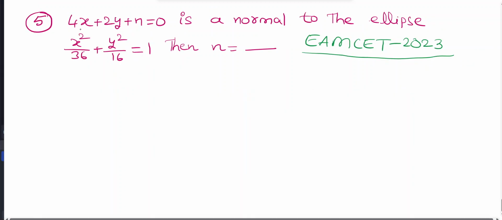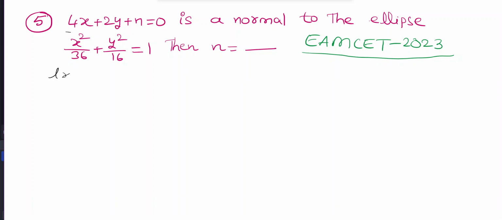This is the fifth question from ellipse. This is an EAPCET 2023 question. It is given that 4x + 2y + n = 0 is a normal to the ellipse x²/36 + y²/16 = 1.